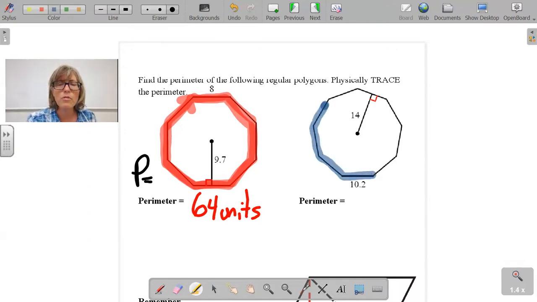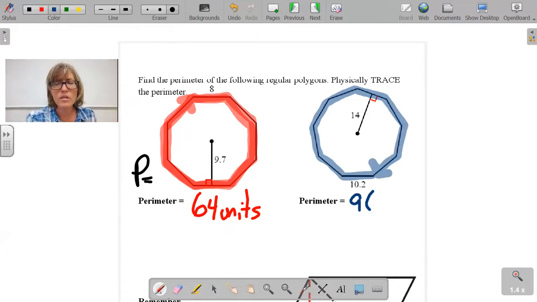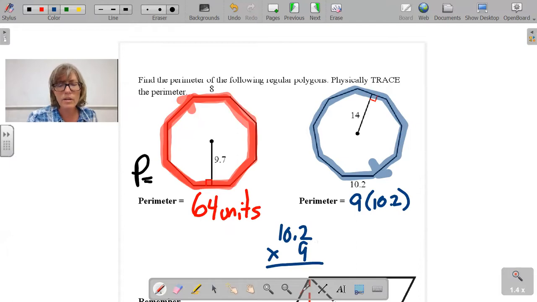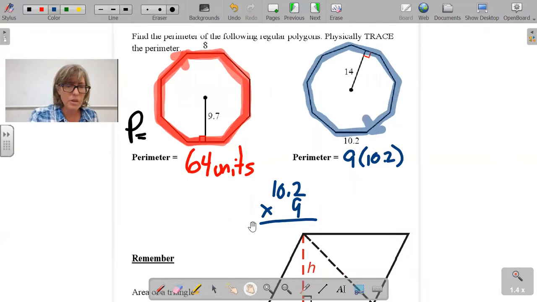2, 3, 4, 5, 6, 7, 8, 9. So that's 9 sides times 10.2 each side. Don't you dare grab a calculator for that, friends. Come on, you can do your 4th grade math longhand. Please don't get lazy and use calculators for this kind of stuff.